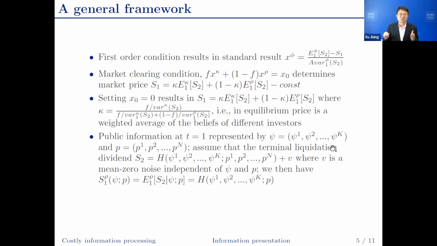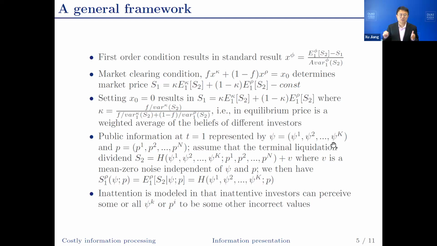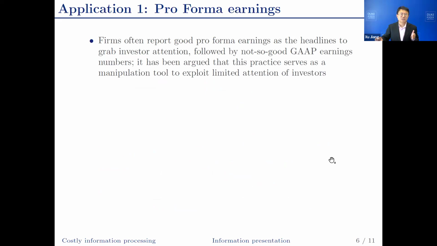Public information is represented by ξ and P. And we assume that the terminal liquidation value is a function of the public information. And so each group of investors is going to form the terminal value of the firm based on their understanding of public information. Inattention is modeled as inattentive investors perceiving some or all of public information to be some other incorrect values. Now let's look at applications.